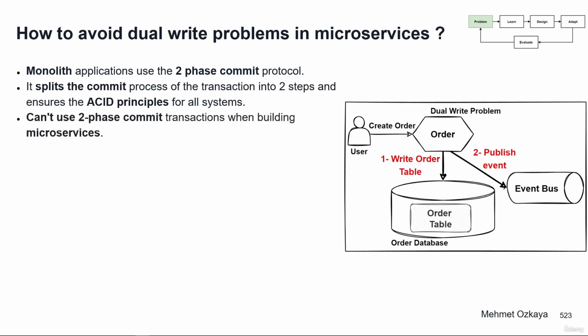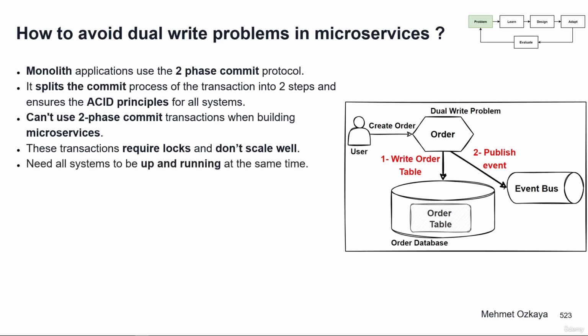But we can't use two-phase commit transactions when building microservices. These transactions require locks and don't scale well. That means we would have to lock the databases, which is also not good for scaling. They also need all involved systems to be up and running at the same time, and that does not obey the microservices characteristics. So how do we avoid dual write problems in microservices?